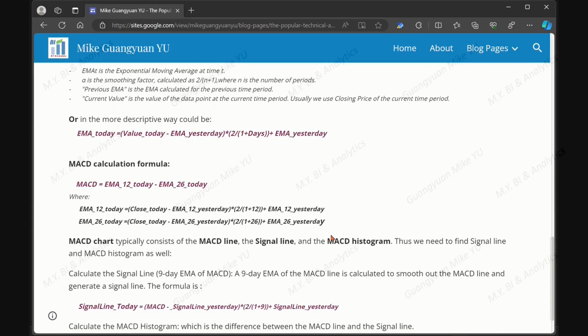Now let's come to the steps to calculate MACD. Step 1. Calculate the short-term EMA. Typically, this short-term EMA is calculated using the closing price of the stock over a specific period, often 12 days. This EMA is referred to as the fast EMA.